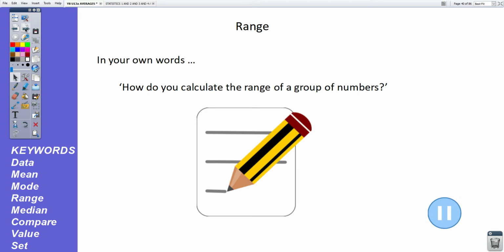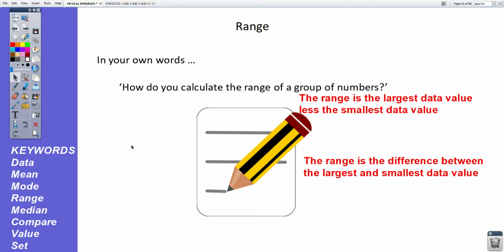Okay, let's see. The range is the largest data value less the smallest data value. That's perhaps the simplest way of remembering it. You take the biggest number, the smallest number, and subtract the smallest from the largest. Another way of thinking of it, it's just the difference between the largest and smallest data value. Take the biggest, take the smallest, the difference between them.